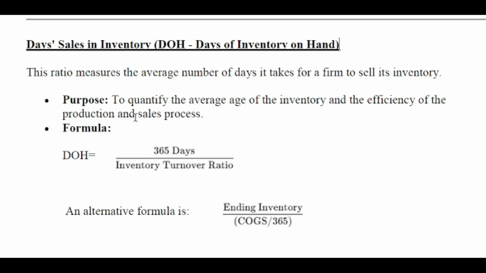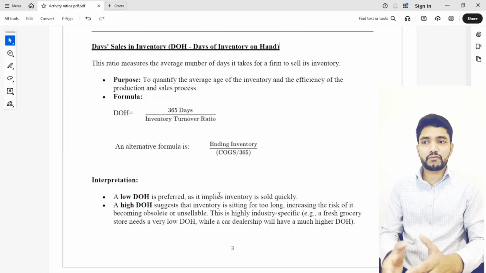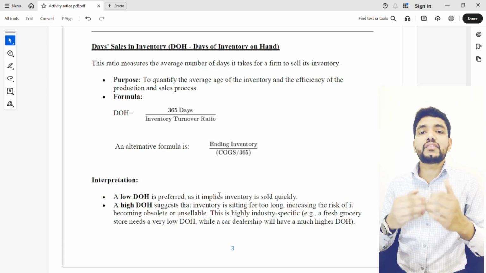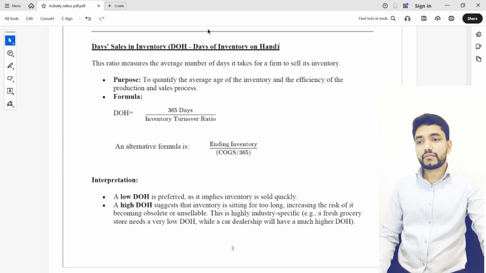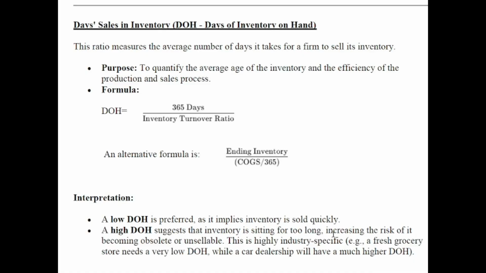The formula for days sales in inventory is 365 days divided by the inventory turnover ratio. There is an alternative formula also: ending inventory divided by cost of goods sold, multiplied by 365. A low days sales in inventory is always preferred, which means the company is converting its inventory into sales quickly. A higher days sales in inventory suggests that inventory is sitting for too long, increasing the risk of it becoming obsolete or unsellable. This is highly industry specific.